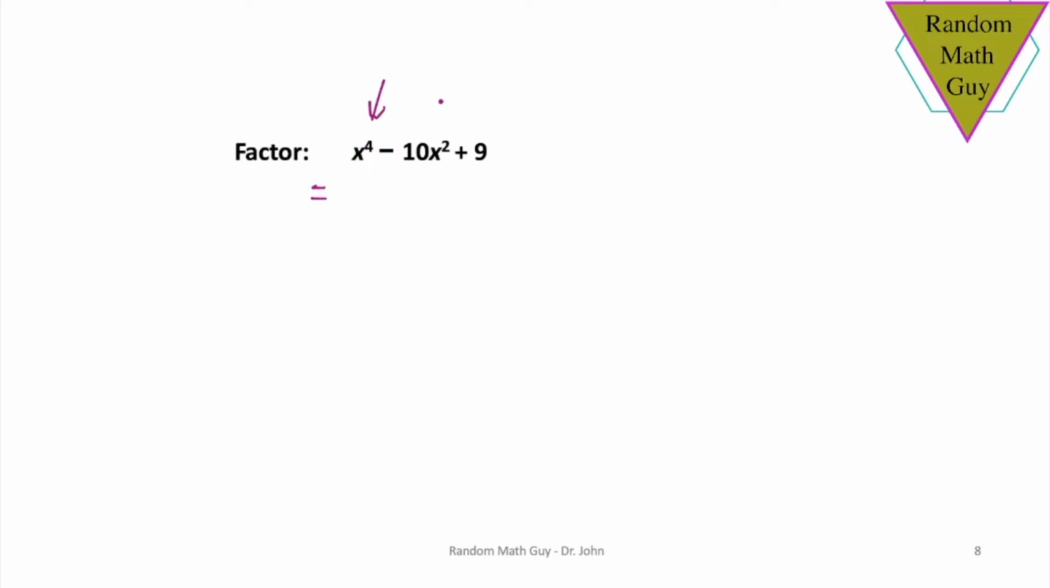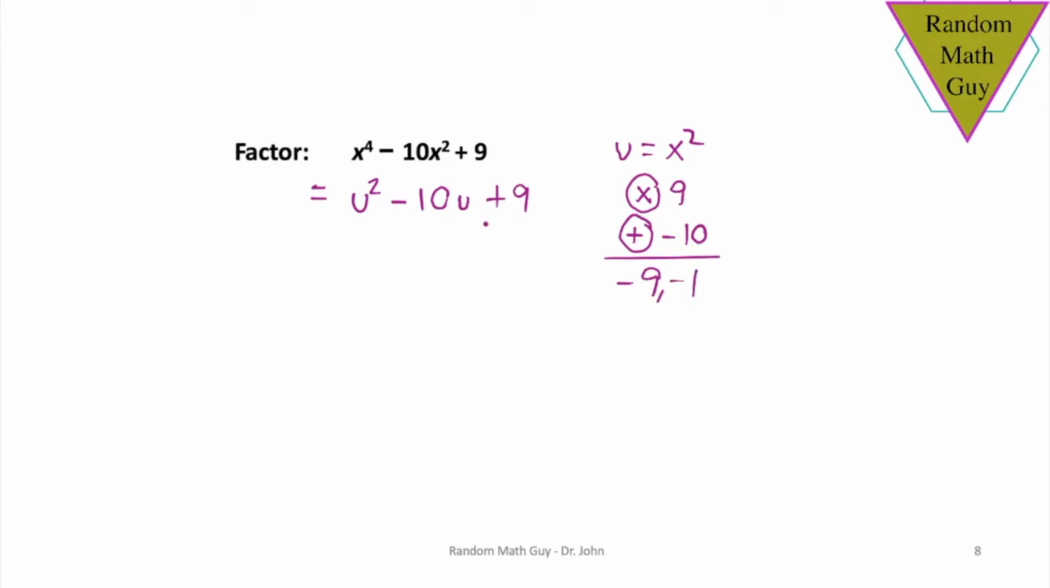Notice x to the 4, x to the 2, so it's descending by even powers of x. That means that it's a good idea maybe to let u equal x squared. Using the information from the previous question, the pattern, that's u squared minus 10u plus 9. Okay, that 9 is a little bit funny looking there. Here we go. Let's get a product of 9 and a sum of negative 10. What are those numbers? Well, those numbers are negative 9 and negative 1. Go back here and factor that trinomial. So that's u minus 1 and u minus 9.